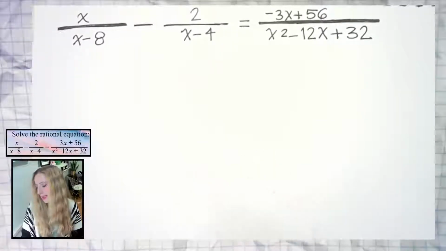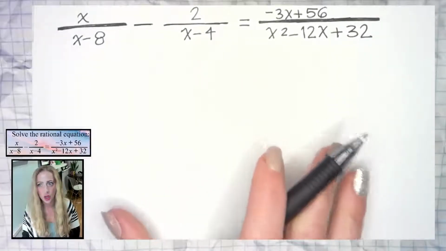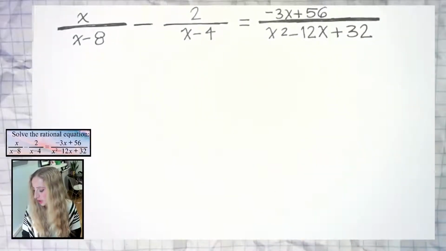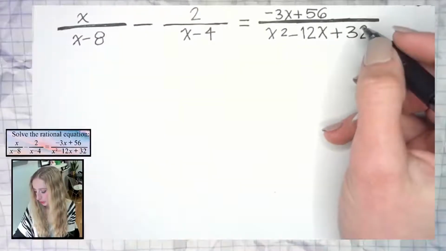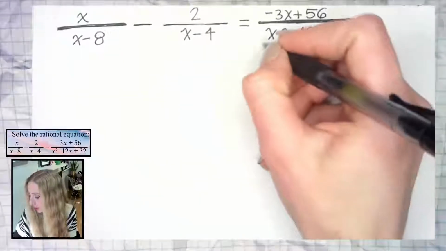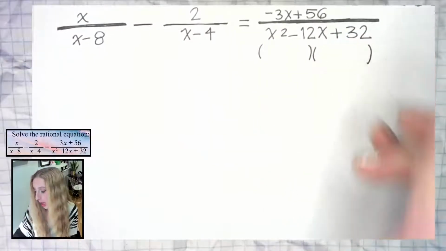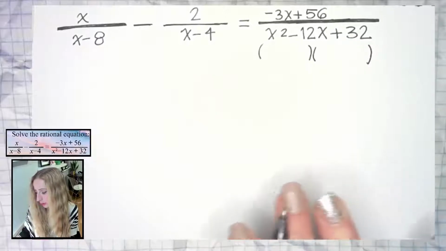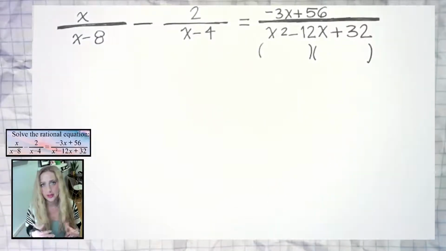Hey everyone, in this example we will be solving the rational equation you see on your screen right now. So to get this first example started, we want to factor our denominators because we're going to use the technique where we will clear out any and all fractions by multiplying everything by the least common denominator.